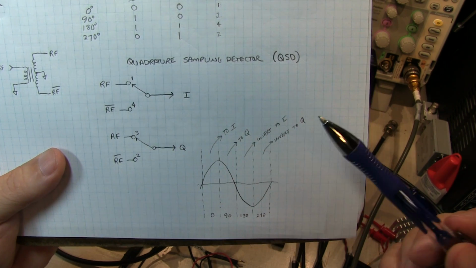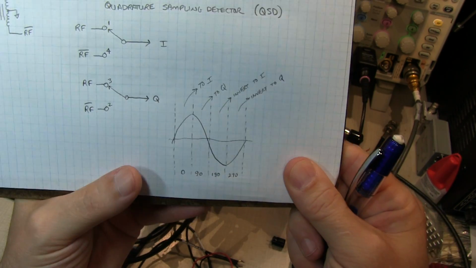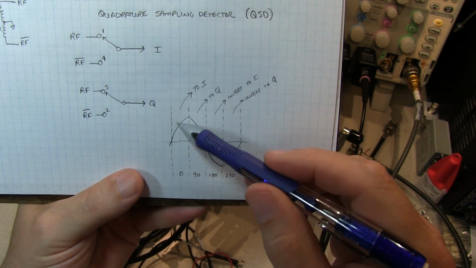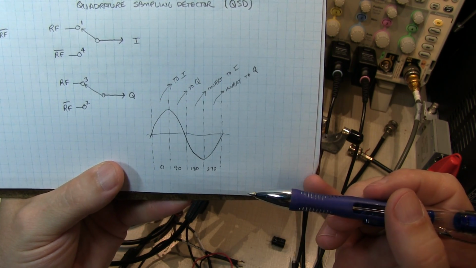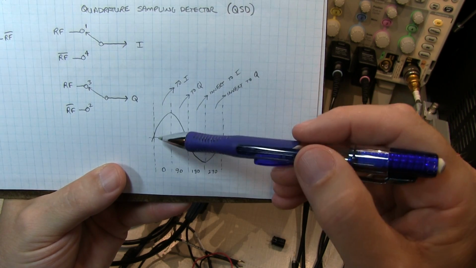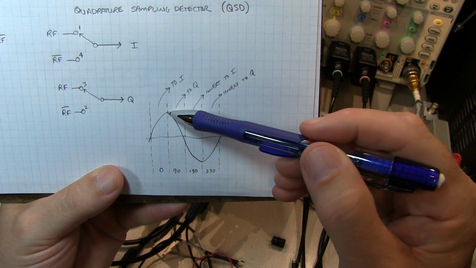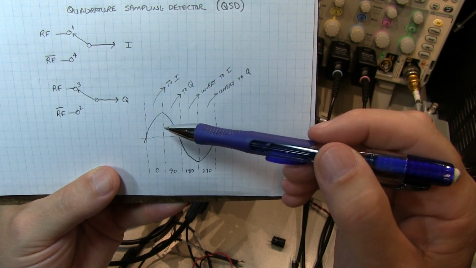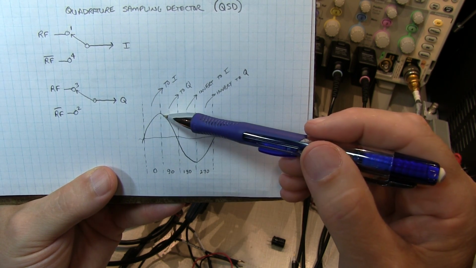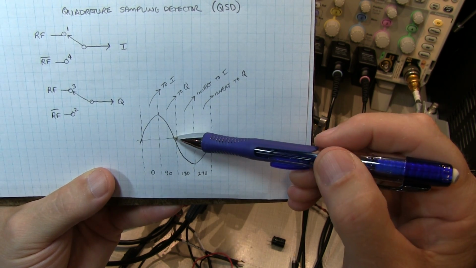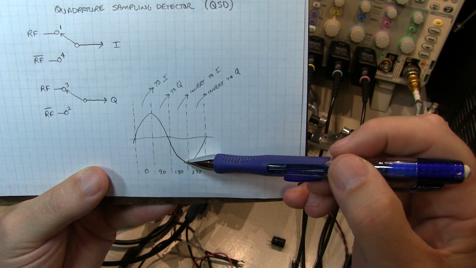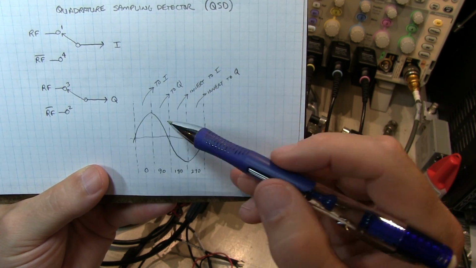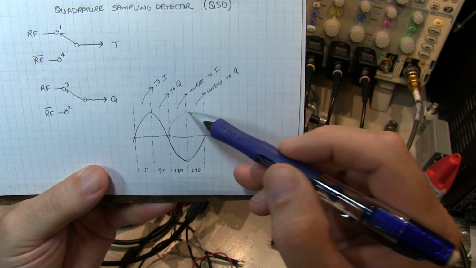The way you can think about that is, let's say we're sampling this sine wave, maybe the RF carrier we want to detect and demodulate. During that first phase, we're sending this signal to the I integrator. Then the next clock phase we send this signal to the Q integrator. The next phase we send this signal, but it's not really this signal because remember we're sending RF bar, so it's really the mirror image of this signal.